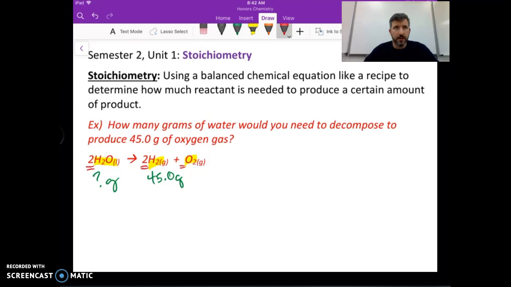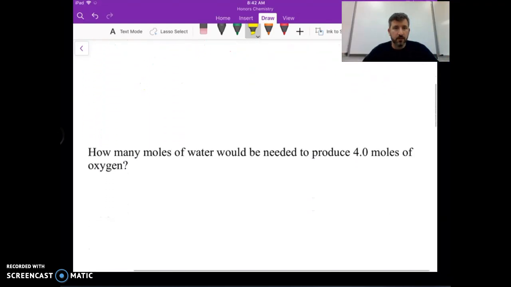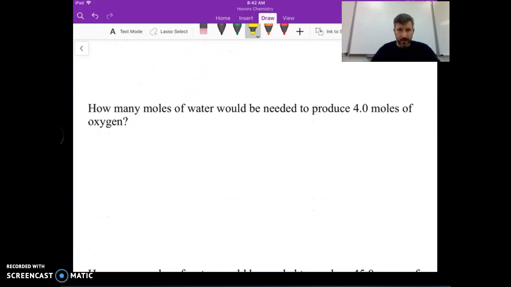So we also know that because moles are just molecules multiplied by 6.02 times 10 to the 23rd, if I have 2 molecules of water for every 2 molecules of hydrogen and 1 molecule of oxygen, those would also be mole ratios. So 2 moles of water would break down to produce 2 moles of hydrogen and 1 mole of oxygen. And that becomes important. Let's take a look at an example. How many moles of water would you need to produce 4 moles of oxygen?